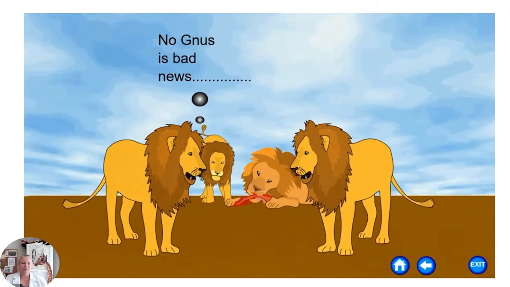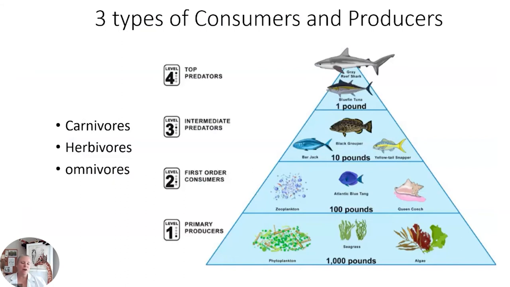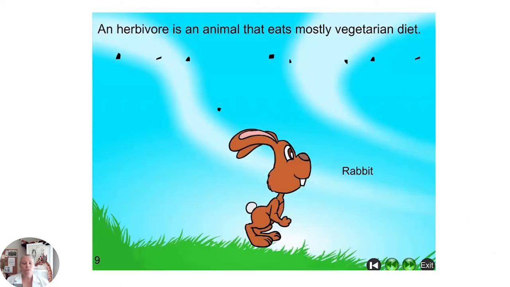All right. So again, we've got our three types of eaters: our carnivores, our herbivores, and our omnivores. And if you look at this picture, we have to have lots of things on the very bottom. We need lots of plants, because if we don't have enough plants, then we don't have enough for our first round of consumers. And then our predators are going to eat those. And then the top predators, like in this picture, the shark, they need everything else to eat. So if just one part of this falls apart, then that affects the whole food chain.